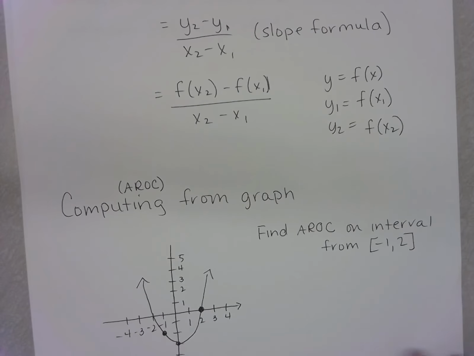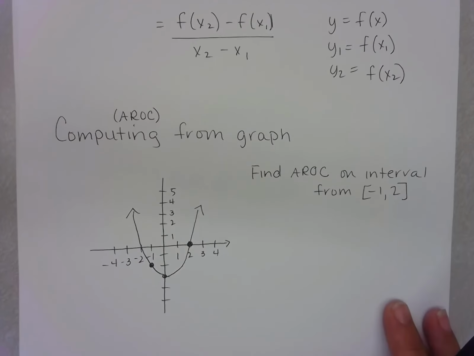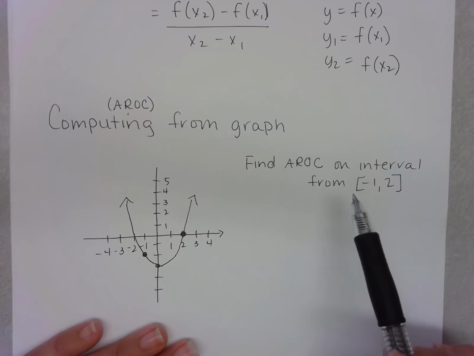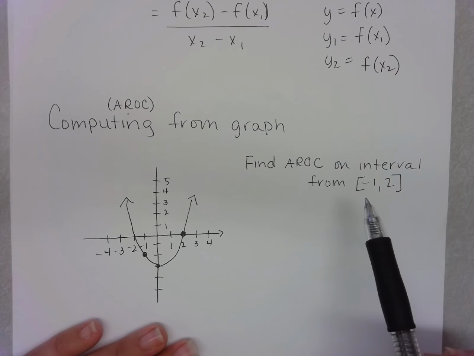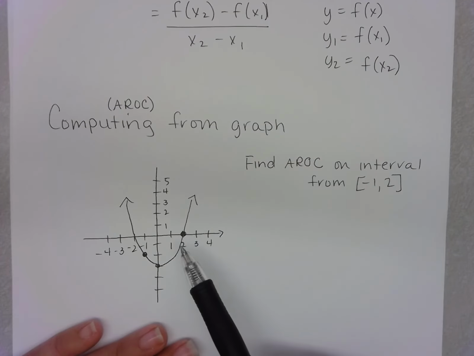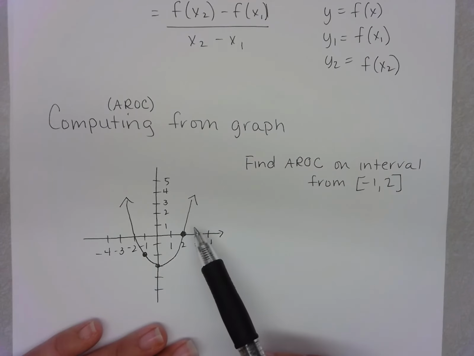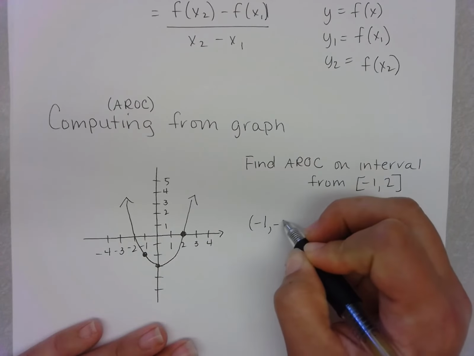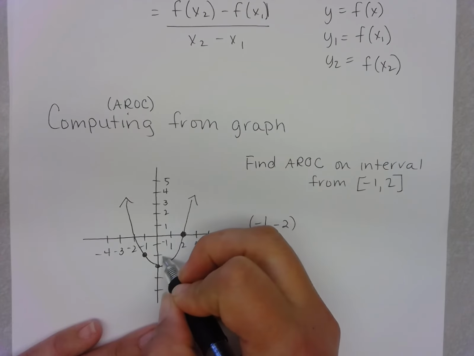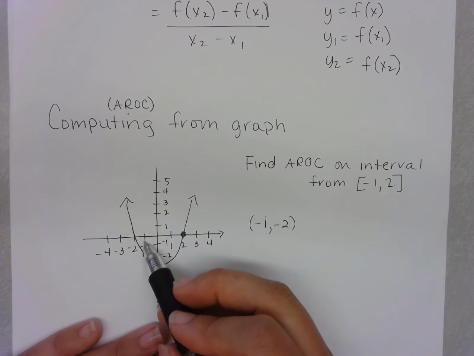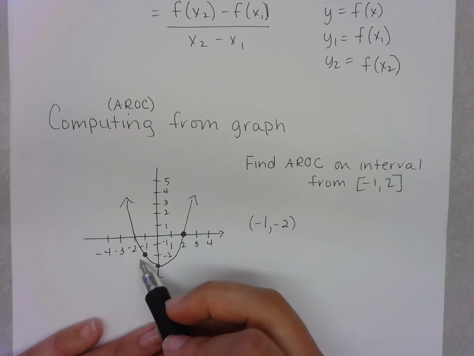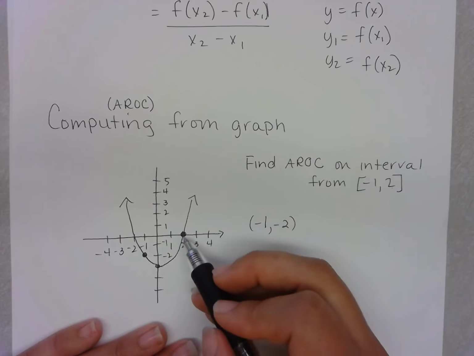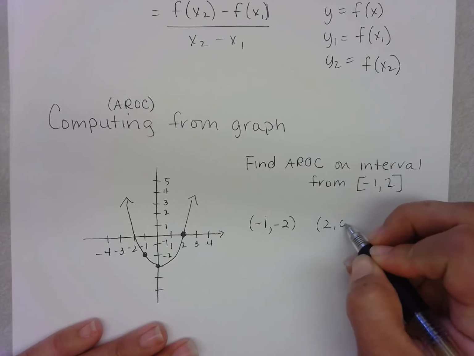Okay, so just another way of doing it, we can compute the average rate of change from a graph. In this particular case, we find the average rate of change on the interval from, this is interval notation, x equals -1 to x equals 2. So I conveniently have these points labeled on my graph, and this here is the point -1, -2. This point where it hits the graph is x equals -1, and the y-coordinate is approximately -2, and then at x equals 2 we come over here and we see the point 2, 0.